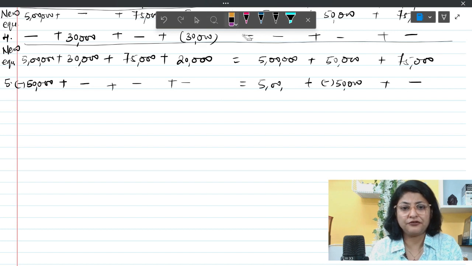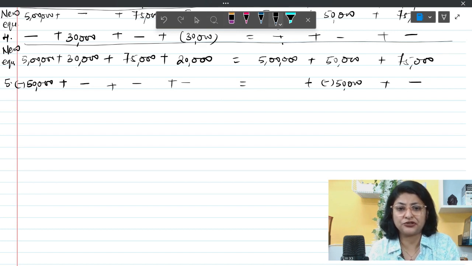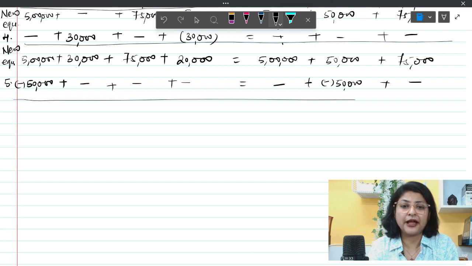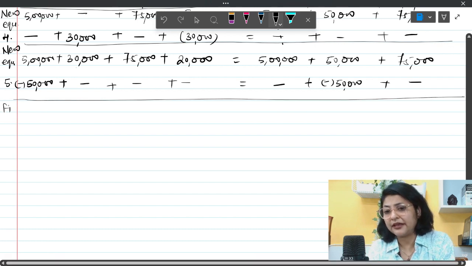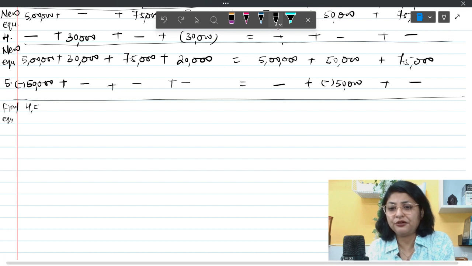Okay, I have written your 5 lakh. I should have just put a dash over here. Now I'm reaching my final equation. This is my final equation, which should also tally. So this is 4,50,000. My cash has become 4,50,000 now.